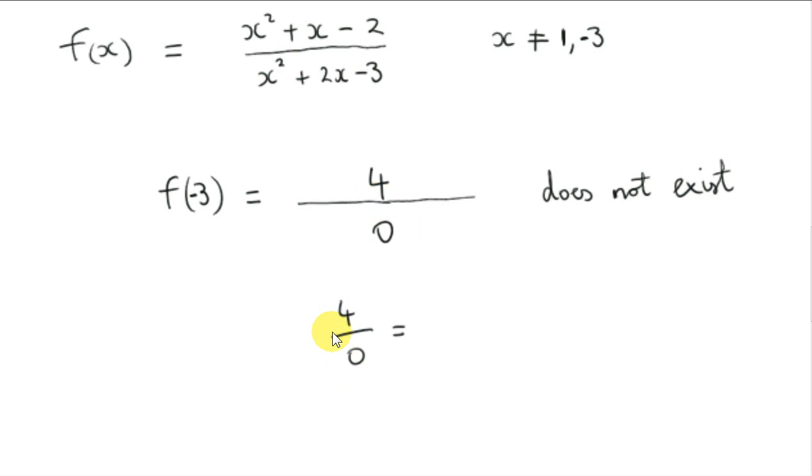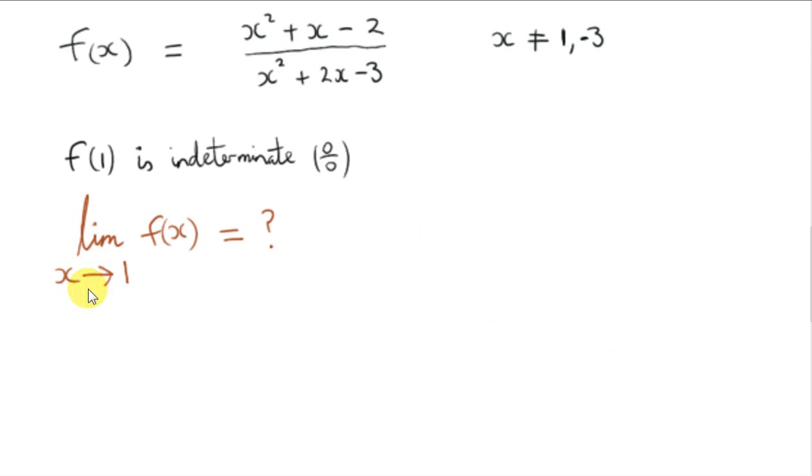Let's suppose that it does exist. Well, let's suppose that 4 divided by 0 equals x, and we have to determine what x is. Well, if we cross multiply, we get x multiplied by 0 equals 4 times 1. You can think of this as x over 1. Well, 4 times 1 is 4. So we've ended up showing that 0 equals 4, which is nonsense. So f of minus 3 does not exist.